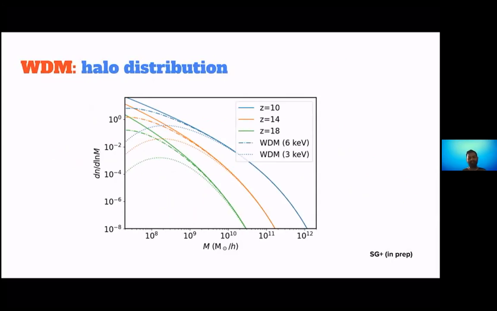The solid curves here correspond to the halo mass function for cold dark matter, and the dash dotted and dotted curves represent the halo mass functions for warm dark matter scenarios for two different mass values. We can clearly see here that in warm dark matter scenarios, the structure formation is suppressed at small scales. Therefore, we have fewer small mass halos in warm dark matter scenarios.